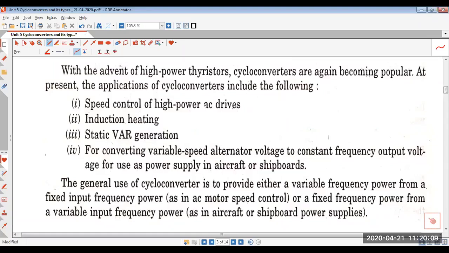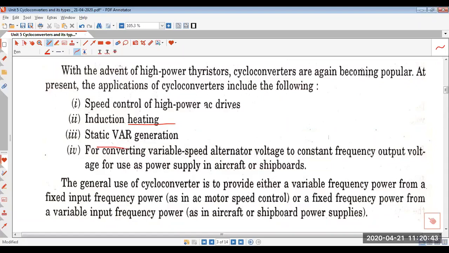Because we are varying the frequency in cycloconverters, they are frequency variable. So you can use the frequency control technique for the speed control of AC motors by using cycloconverters. You can use them for induction heating by varying the frequency. Because the frequency is varied in cycloconverters, we can use them as induction heaters also.